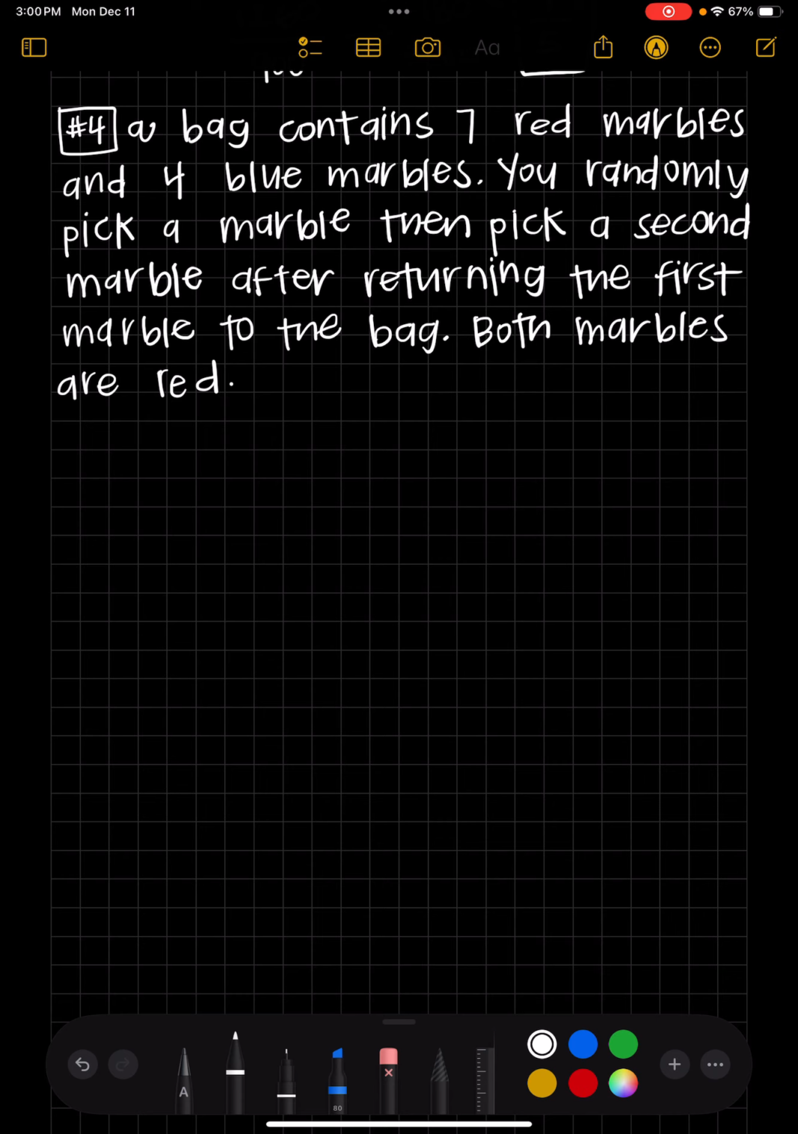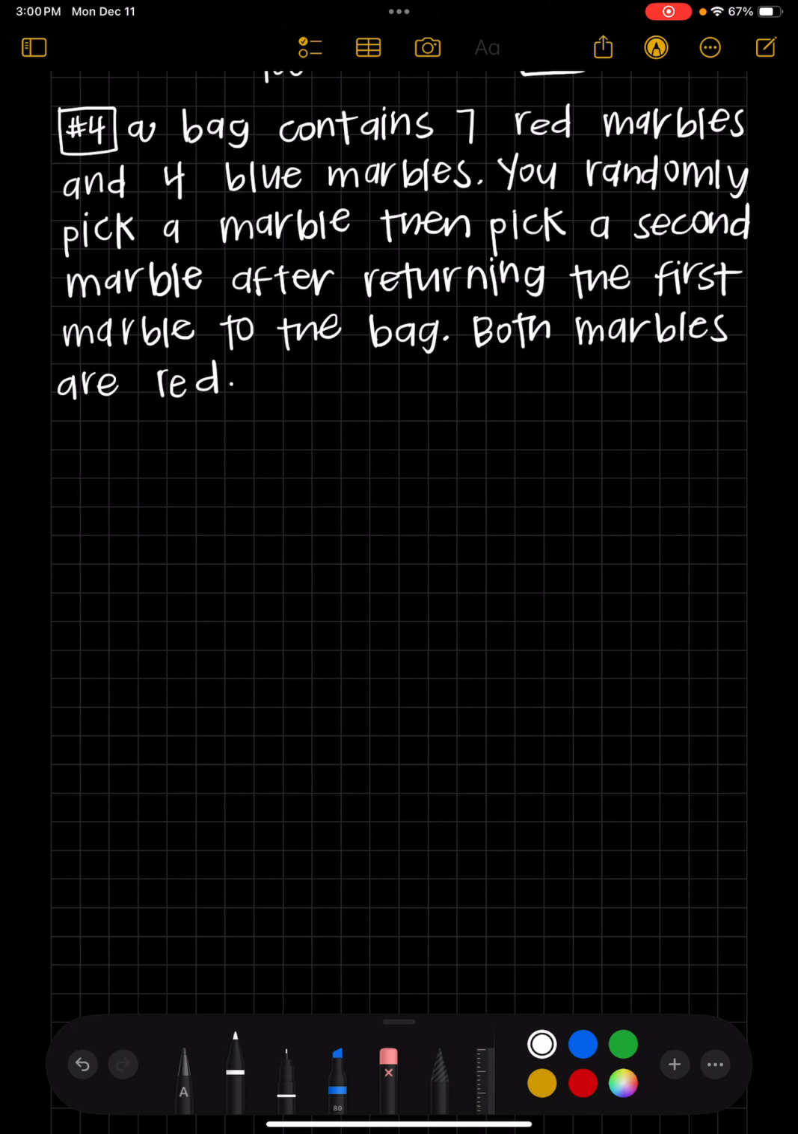So the first thing we have to do is decide if these are independent events or dependent events. The way that we can do that is kind of going back to the definition of independent and dependent. So do the two events, getting one red marble and then a second red marble, have any effect on each other?